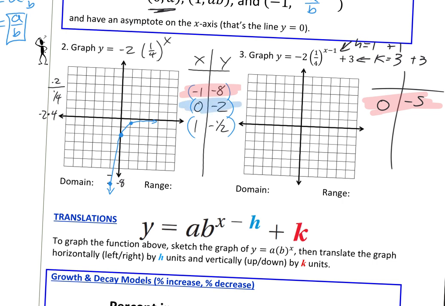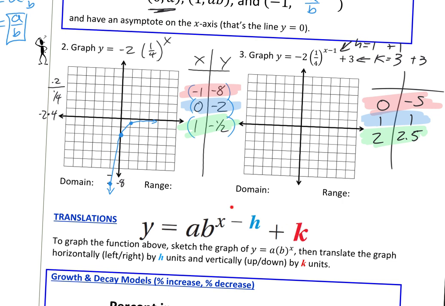All right, how about for this next point? If I add 1 to the x, it becomes 1. And if I add 3 to the y, it becomes +1. And then lastly, we'll do this one in green. If I add 1 to the +1, I get 2. And if I add 3 to the -1/2, I get +2.5. All right, so those are my core points after I shift them.